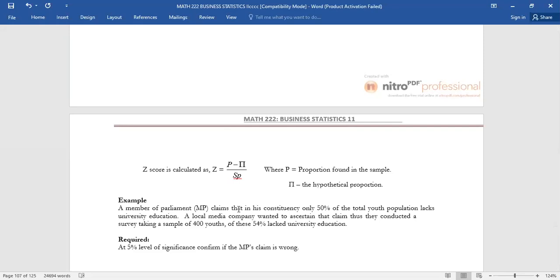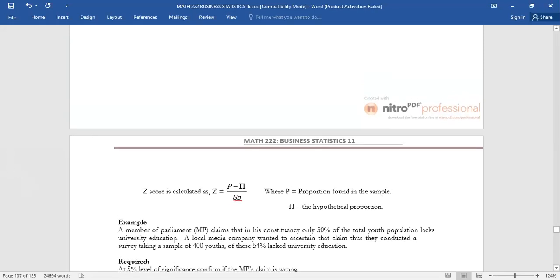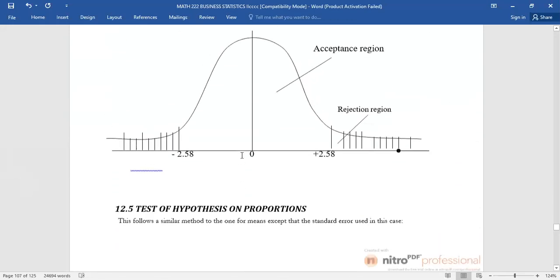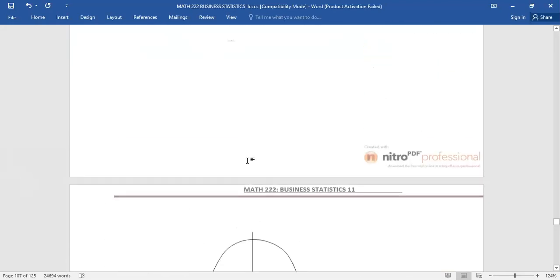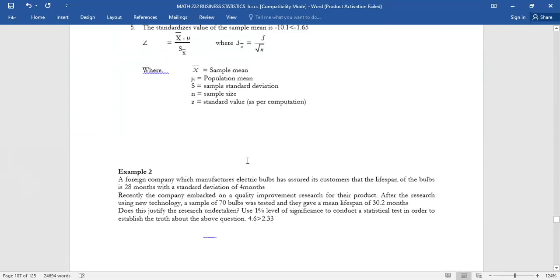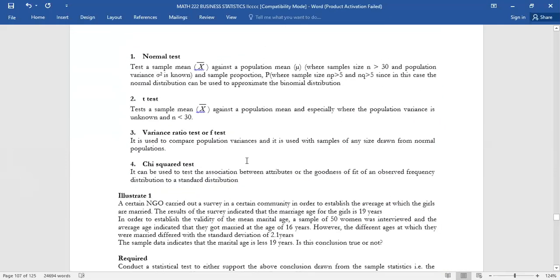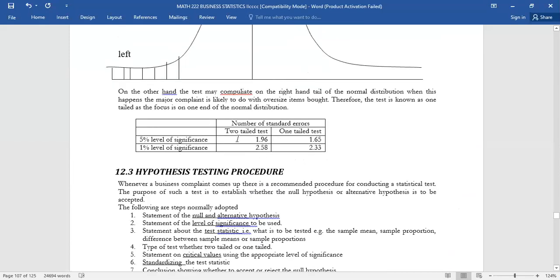5% level of significance for two-tailed tests is 1.96, isn't it? We go to our table. Should be 1.96. So that's what we are comparing with the answer. So here we are. It is 5%. It is a two-tailed test. So what does that depict? We've gotten 1.6. 1.6 is less than 1.96, isn't it? So we accept the null hypothesis.